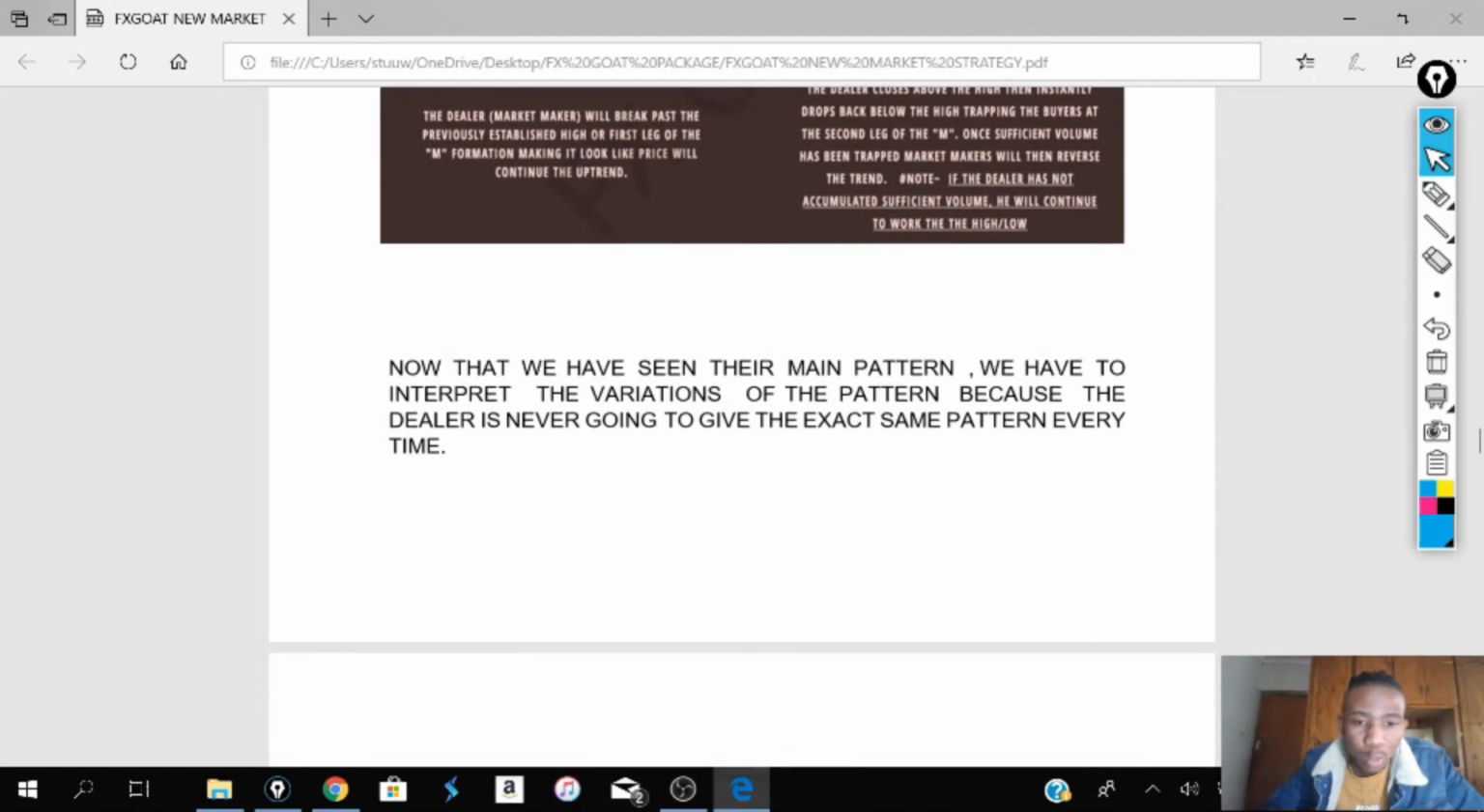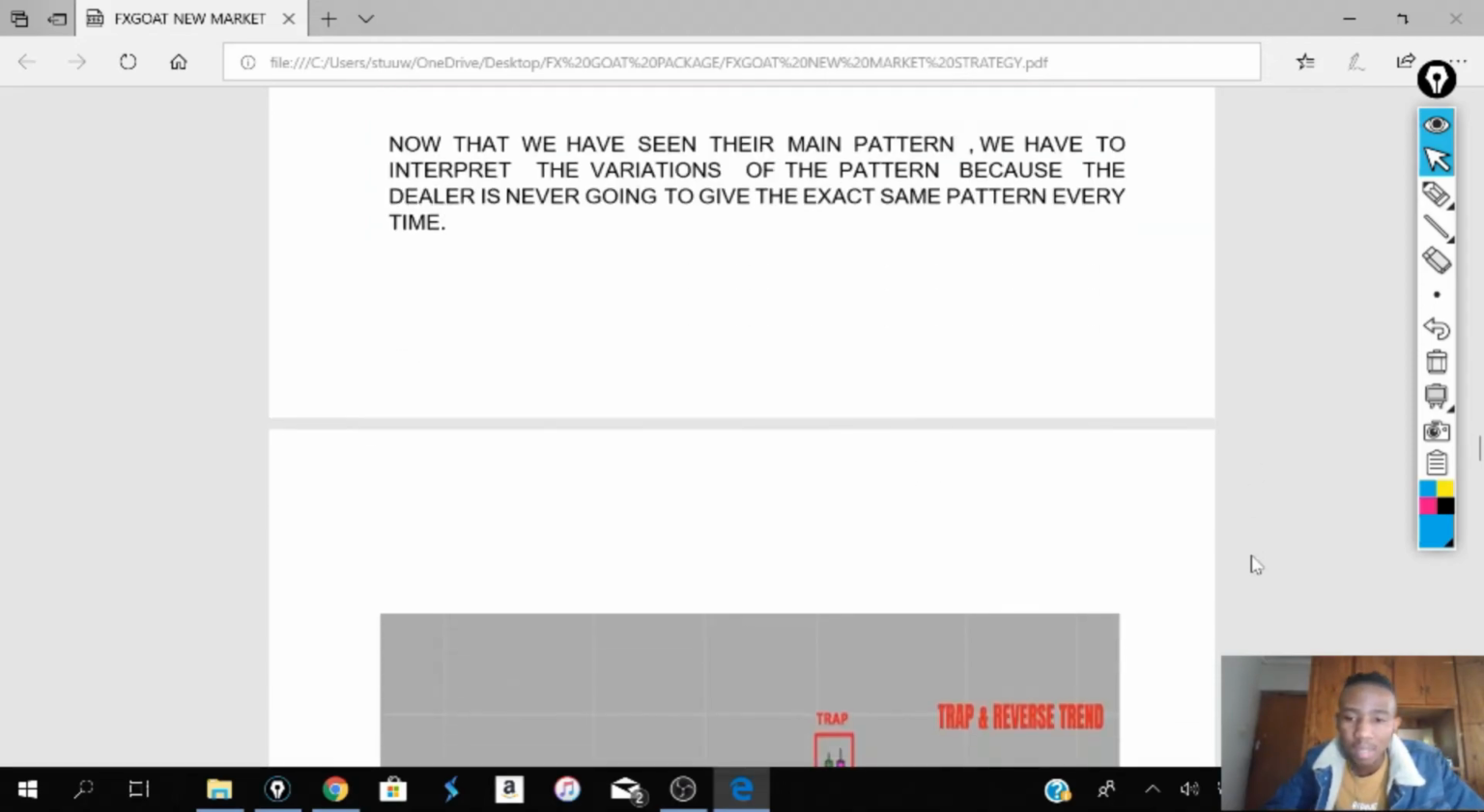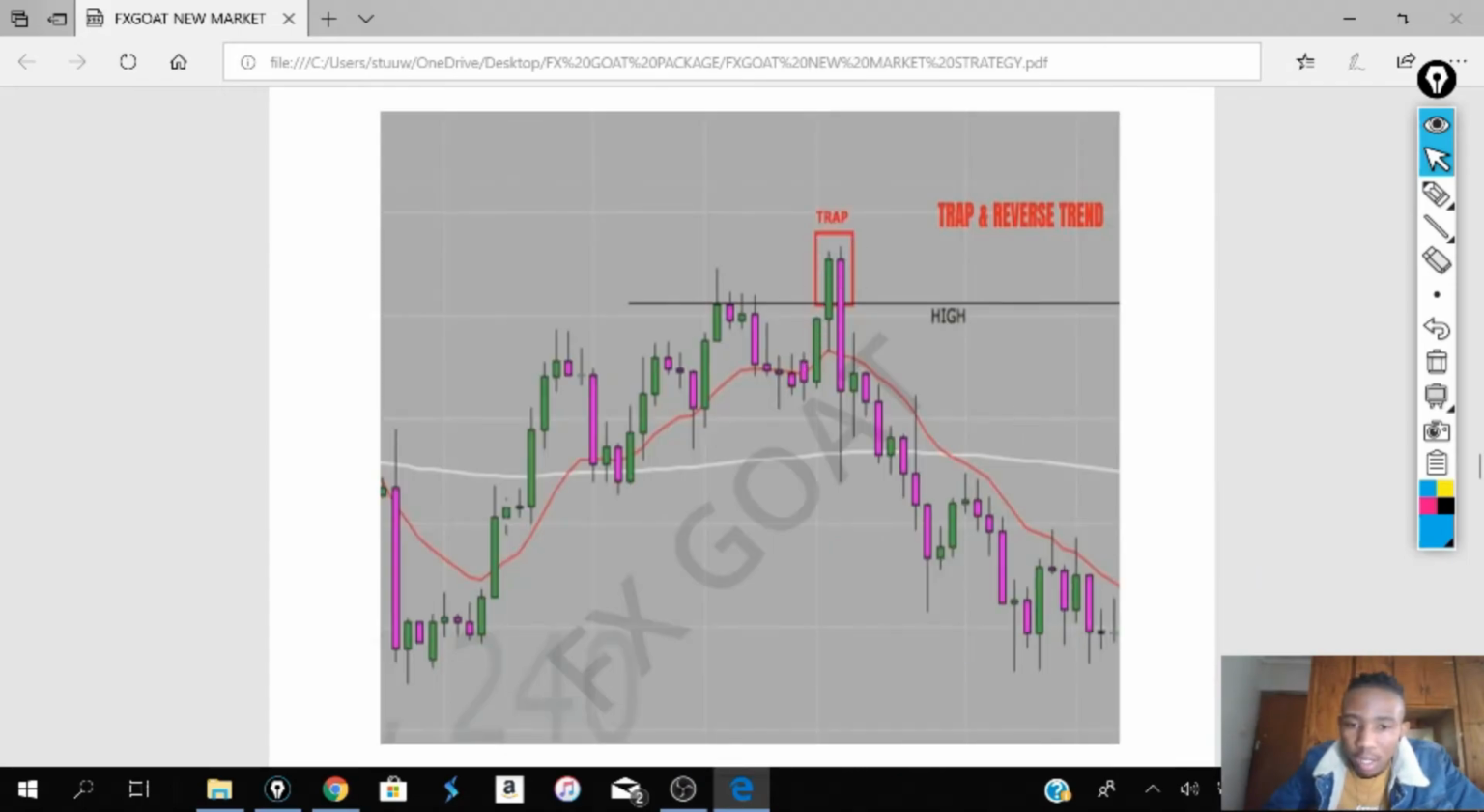Now that we have seen their main pattern, we have to interpret the variations of the patterns, because the dealer is never going to give the exact same pattern every time. Now we have a bearish engulfing right here. Every time it breaks your high, it's a trap to hook you up, and you can see right here this week comes back strongly, making sure that you lose all your money.